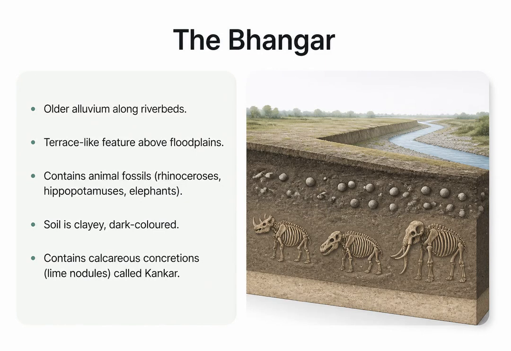Let's look closer at the Bangar. This is the older alluvium that sits higher up, forming a terrace-like feature above the current floodplains of the rivers. Because it's older, it actually contains ancient fossils of animals like rhinoceroses, hippopotamuses, and elephants. The soil here is quite clayey and dark. It also frequently contains hard beds of lime nodules, which are calcareous concretions locally known as kankar.